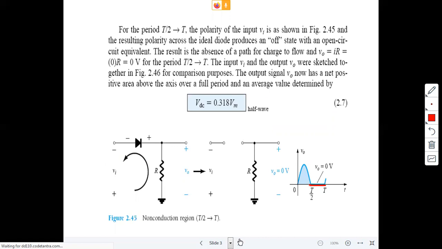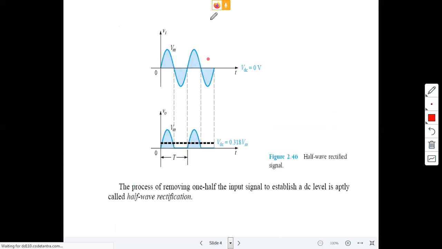And coming to the input and output waveforms. This is the input signal, sinusoidal input signal, right? And the half-wave rectifier output consists of only positive cycles. For the entire negative cycle, output is equal to 0. Again, in the next positive cycle, output follows the input. For the negative cycle, output is equal to 0.